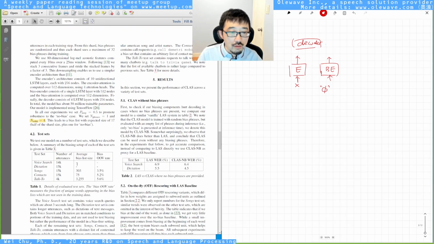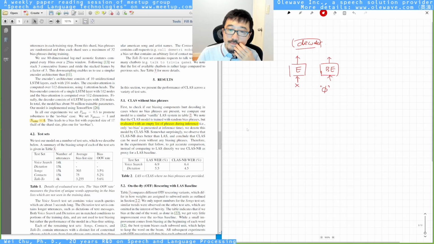This is why you can see in the test set, the average bias list size for the voice search and dictation task is not shown at all, because they evaluated this with an empty list of phrases at inference.